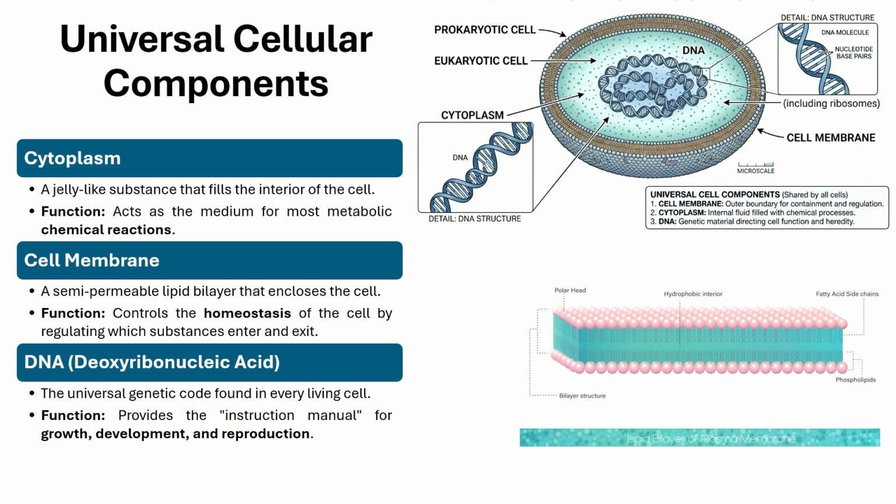This is a semi-permeable lipid bilayer that encloses the cell. Its job is to maintain homeostasis by acting as a security guard, carefully regulating exactly which substances, like nutrients or waste, are allowed to enter and exit. And finally, we have DNA. As we discussed in classification, DNA, deoxyribonucleic acid, is a universal genetic code. It provides the instruction manual that every cell needs for growth, development, and reproduction.